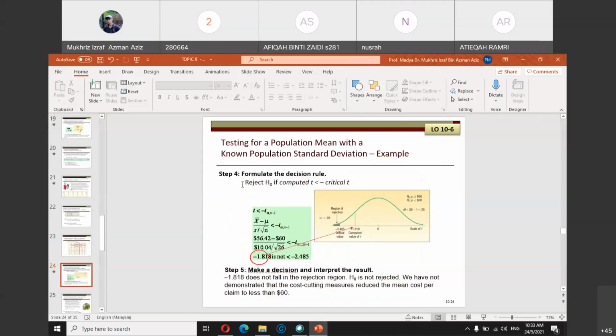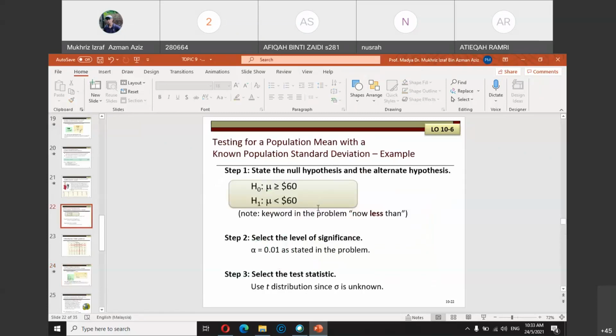So in step number 4, when you construct your decision: reject H0 if... Your decision will be based on what you decide in your H1, correct? Because with your H1, you want to show that actually the mean is less than 60.